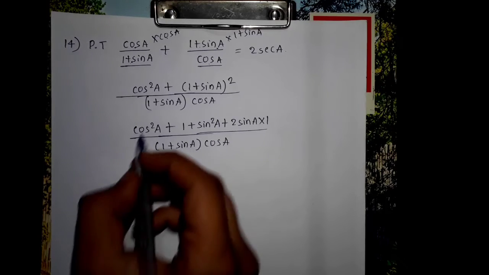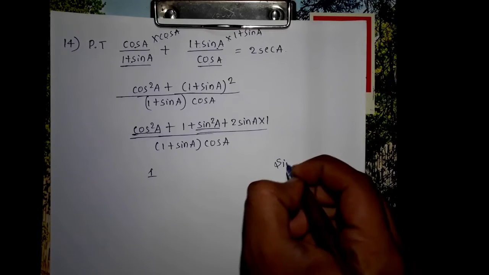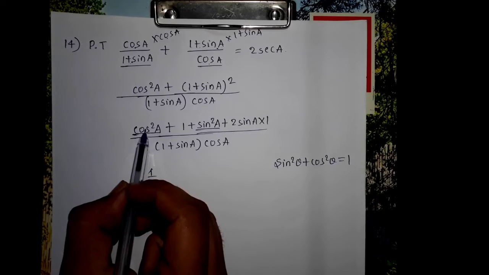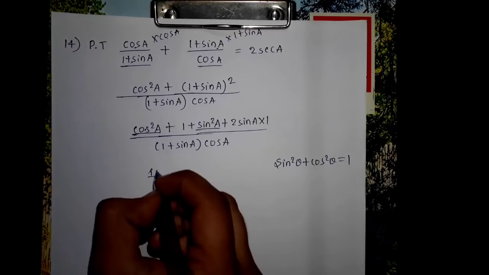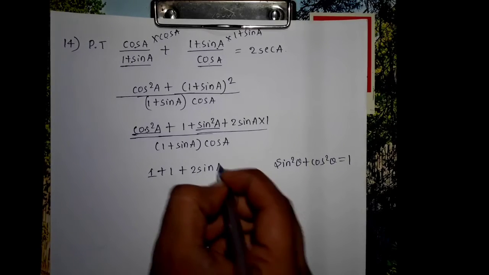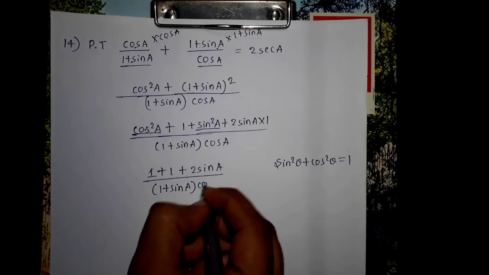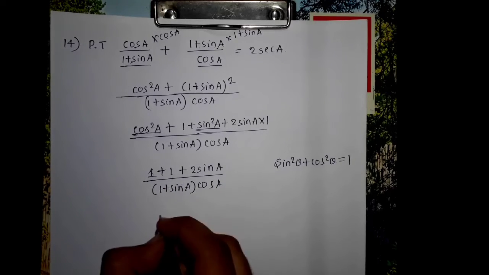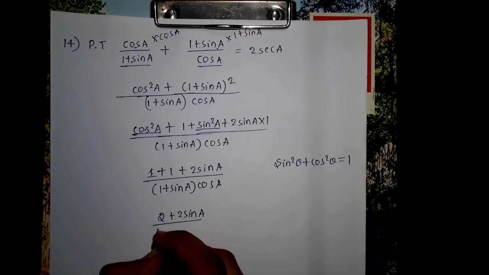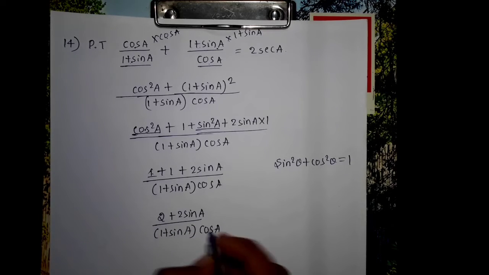Now listen carefully here. Cos square a plus sine square a is 1 by identity. What is identity? Sine square theta plus cos square theta is equal to 1. Cos square a plus sine square a is 1, plus 1 plus 2 sine a, whole divided by 1 plus sine a into cos a. 1 plus 1 is 2, 2 plus 2 sine a divided by 1 plus sine a into cos a.